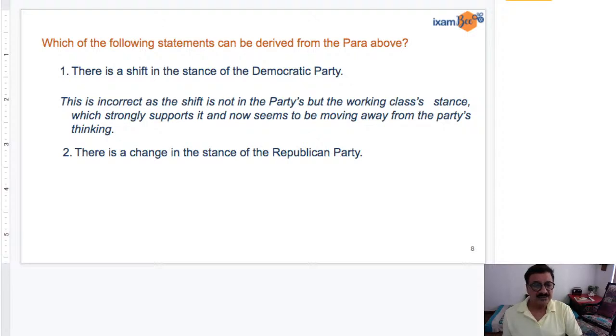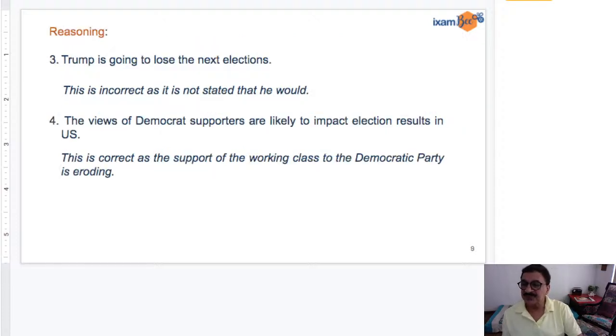Yes, but it is not saying that. What you are saying, Republicans becoming more conservative, they have not said it, but it is implied that they have started talking in another voice, which is not what they were saying earlier. Okay, the next would be, Trump is going to lose the next elections. Does it say that? No. This is incorrect, as it is not stated that he would lose the election.